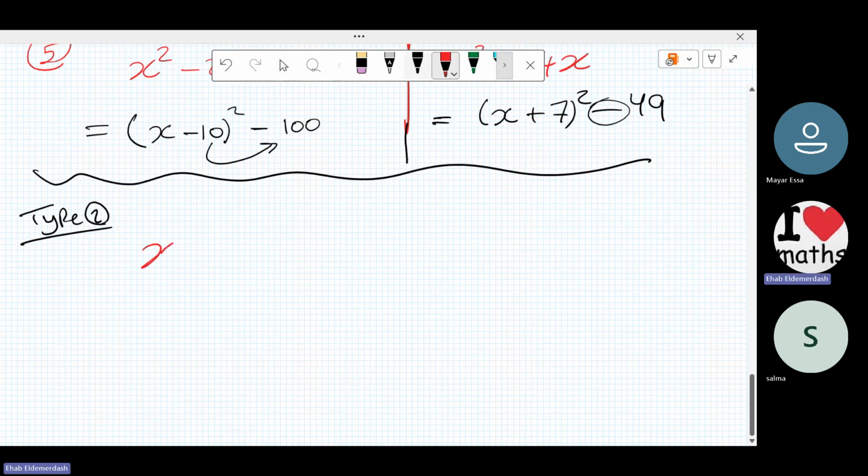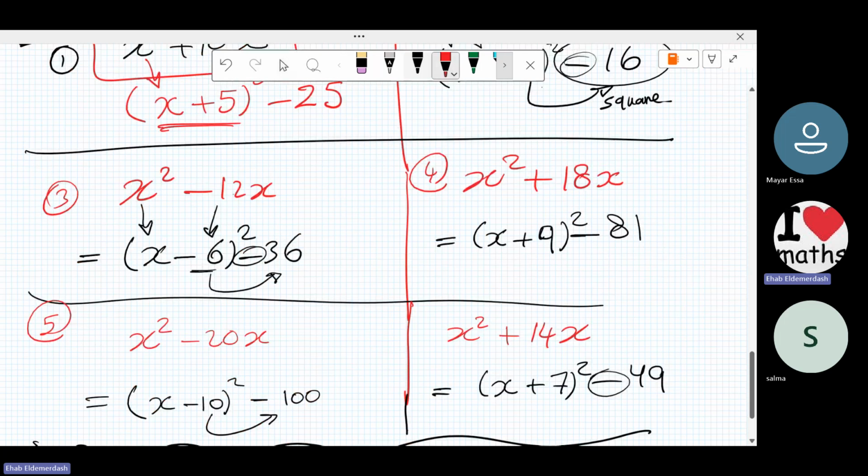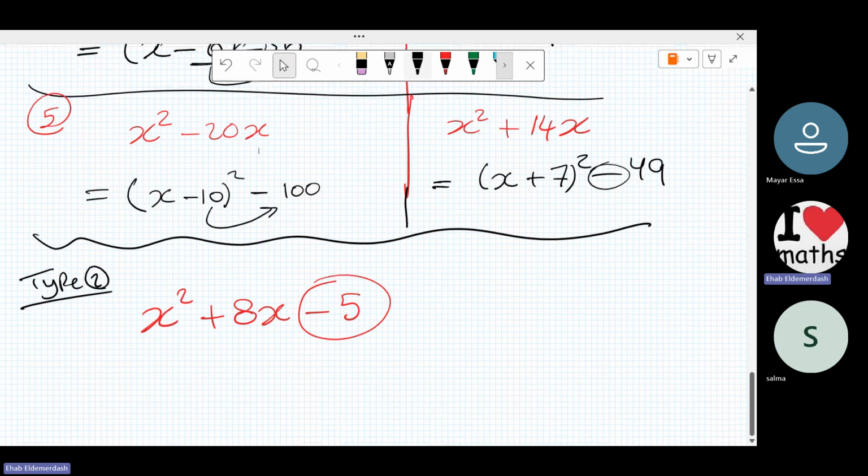In this type they will give the question as a trinomial, not two terms only. They will give us the expression as 3 parts, not as 2 parts. What should I do? I will not deal with this -5. I will ask the -5 to please wait until I finish dealing with the first 2 terms. Yani, what are we doing? In the first type, I have only 2 terms. I was able to deal with these 2 terms. At the moment, there are 3 terms.